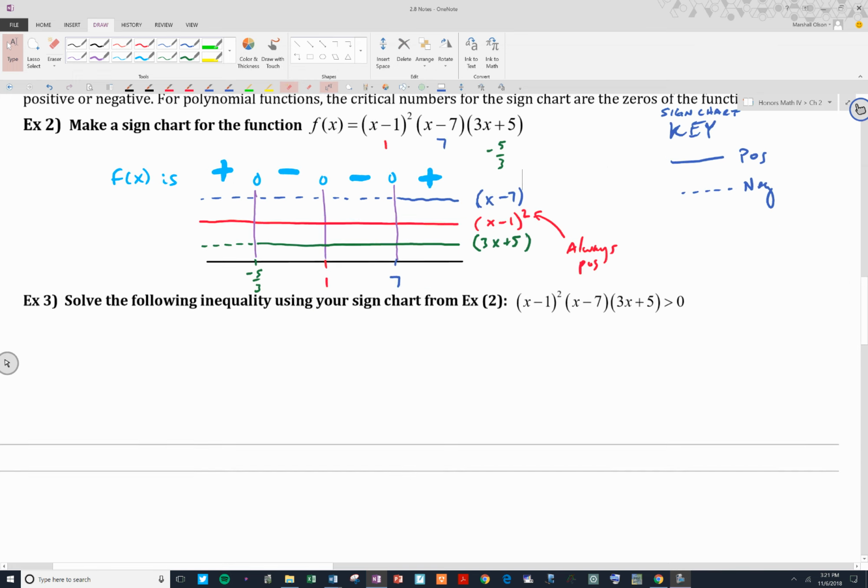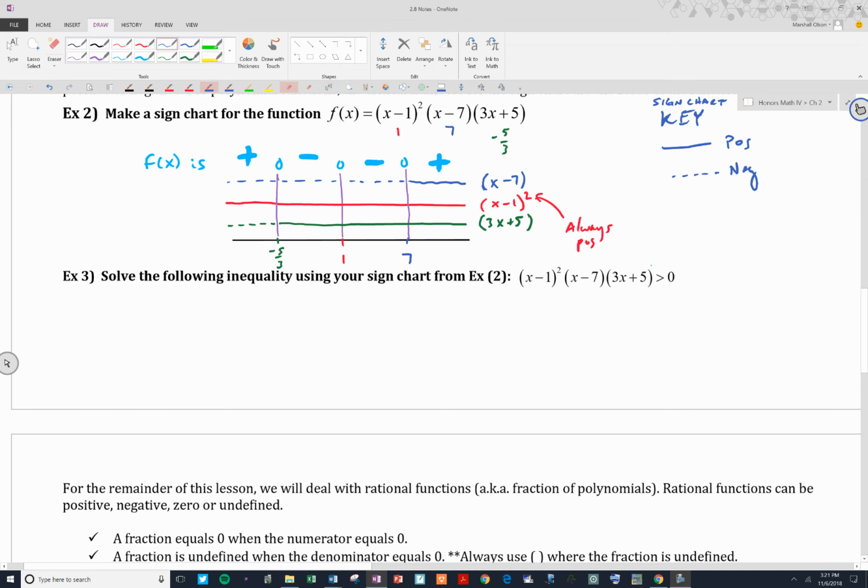So we would use this in place of a graph. So now we can answer this question right here. Where is this thing greater than 0? Well, we've actually already answered this up above, but let's use our sign chart here. Where is it greater than 0? Where is this thing greater than 0?